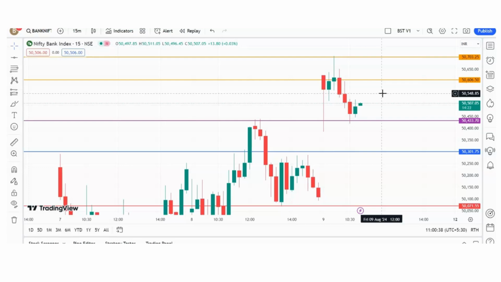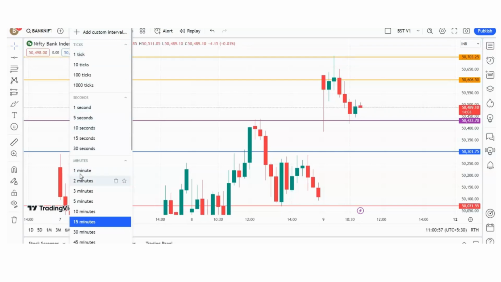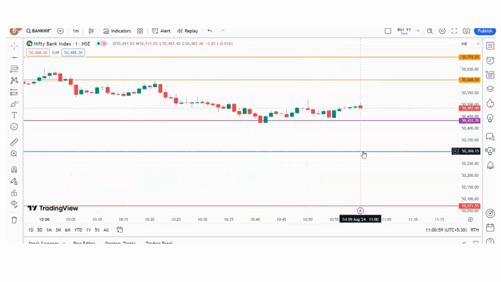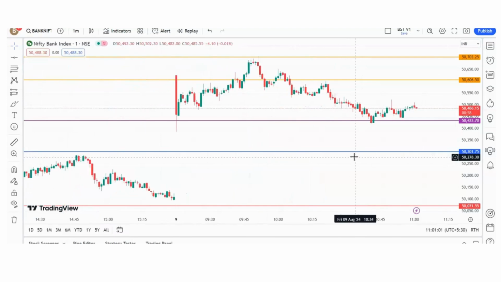These levels were made for 8th of August. Suppose we have not removed those levels and we are seeing the chart on 9th of August. Let's see in the live market what is happening. So this is the 15-minute chart. Let us go to the 1-minute candle.